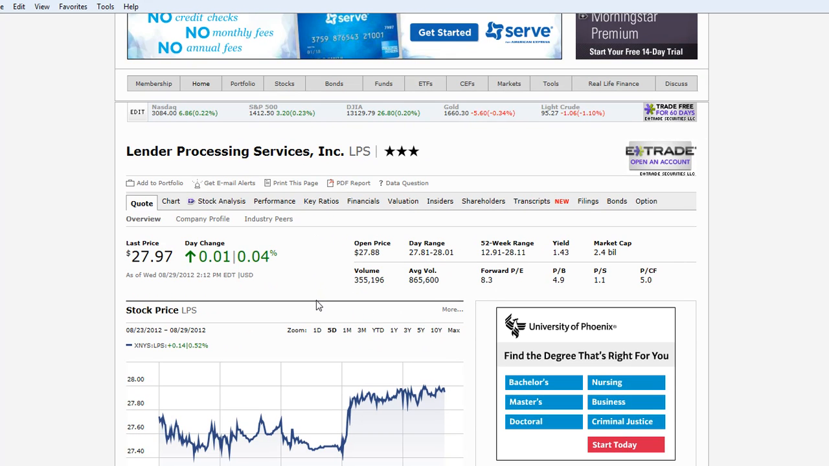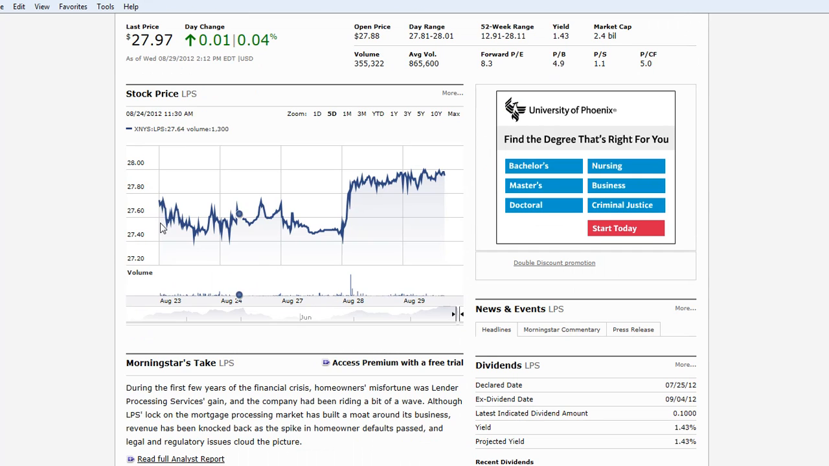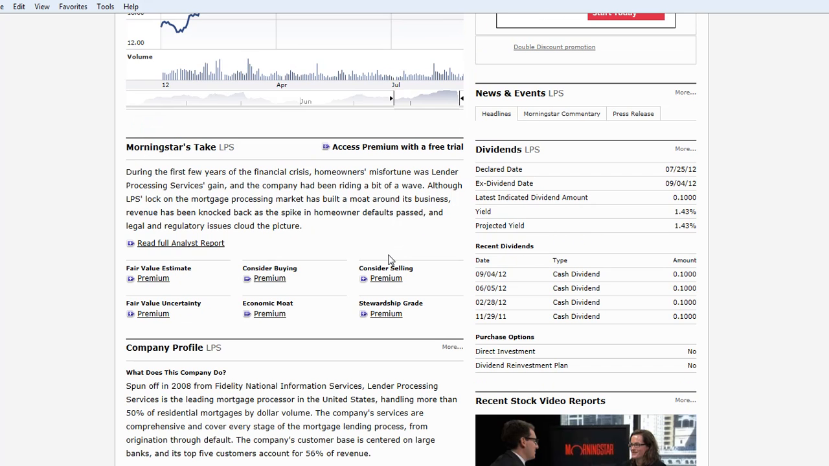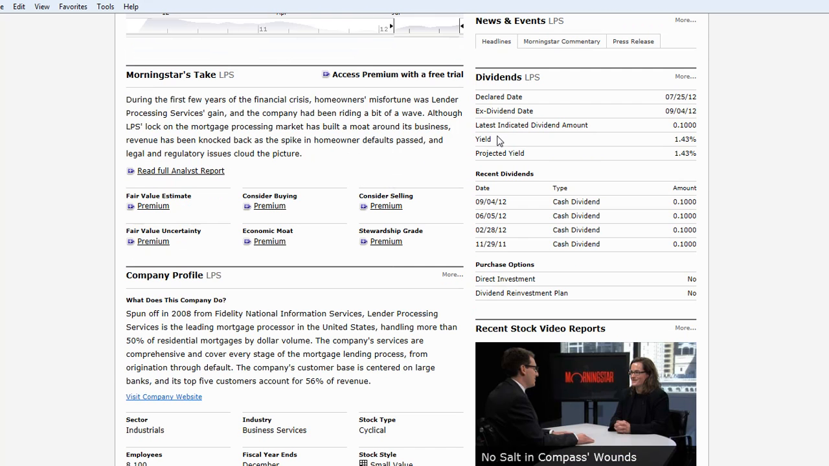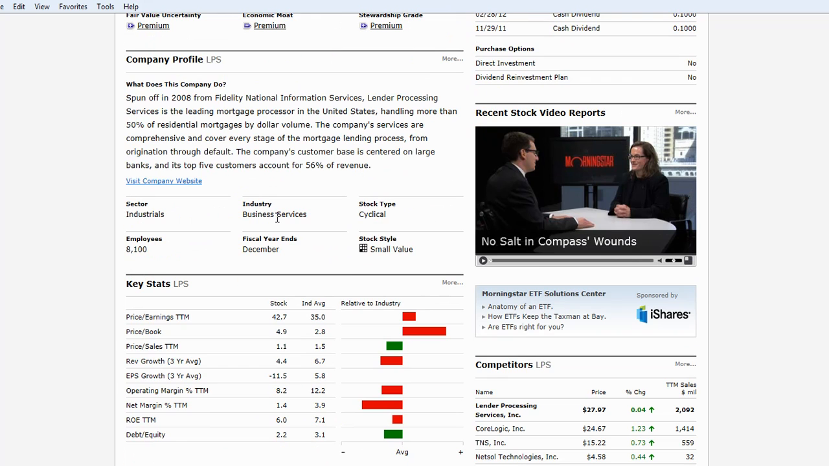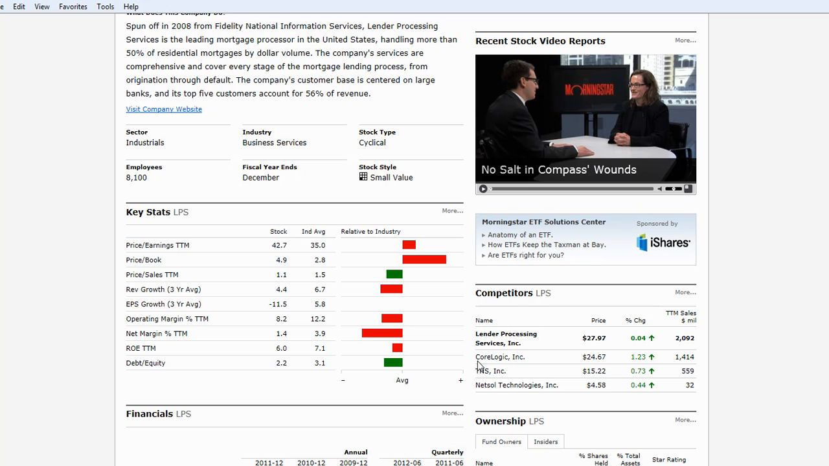Okay, so that is some basic information. You can see how the stock has performed over the last 5 days. You can also change that to a year. All sorts of neat stuff. So we're going to keep scrolling down. You can see their dividends. You can see what industry they're in. You can find out who their competitors are over here. We've got some key stats. We're going to come back to that in a minute.